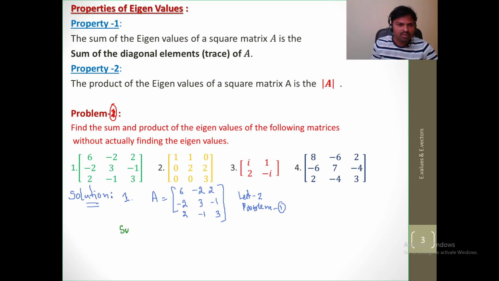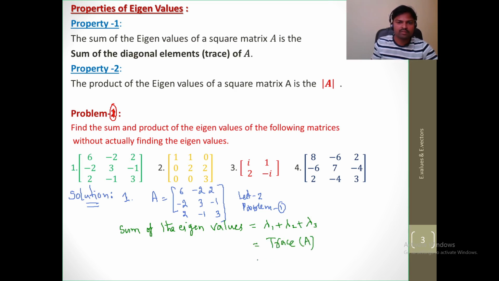First, the sum of the eigenvalues is nothing but lambda 1 plus lambda 2 plus lambda 3. If these three are eigenvalues, then by the property, what is the sum? Simply the trace of A. What is the trace of A now? Look at the trace: 6 plus 3 plus 3. How much total? 12. So simply the sum of the eigenvalues is 12.